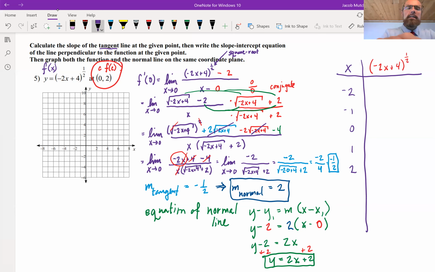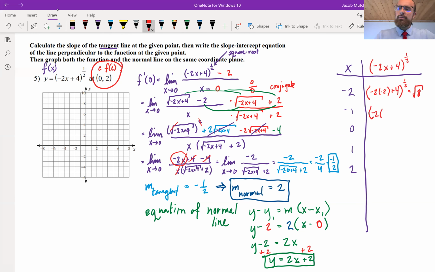And we'll calculate these y values. So I'm going to substitute in the x value. So it's negative 2 times negative 2 plus 4 to the power of half, or really the square root. So simplifying that, negative 2 times itself is positive 4, plus 4 is 8. So this is equivalent to the square root of 8. I'm going to get a decimal in a moment, but let me finish calculating these all first.